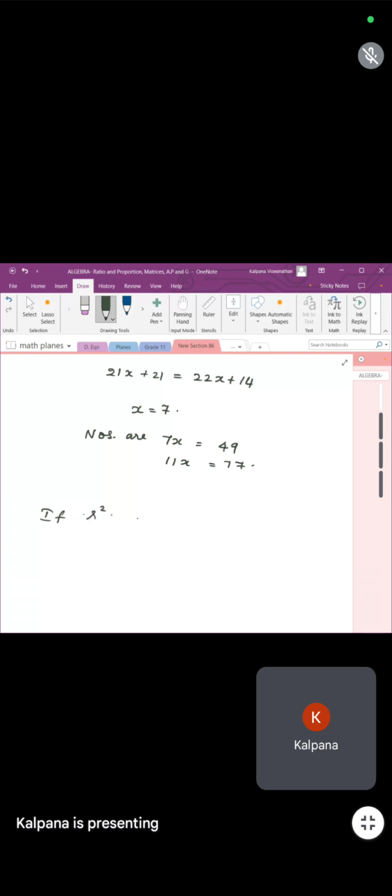If r square equal to pq, show that p is to q is the duplicate ratio of p plus r is to q plus r.